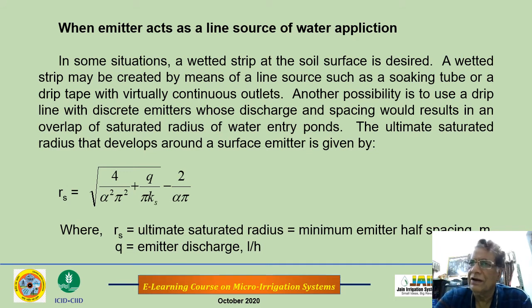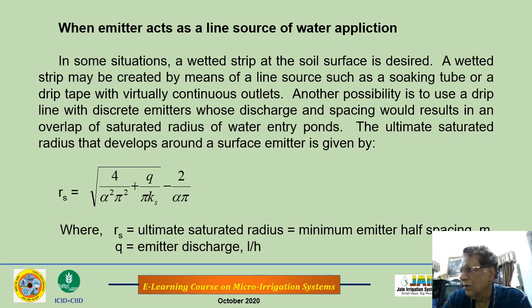And once it is a wetted strip, then we need to estimate what is the wetted area. And in this particular case, we do not say the width of the wetting, but we say effective radius of saturation. Now, effective radius is nothing but half emitter spacing. Because if the effective radius is less than half the spacing, then they are point sources of water application. They are not merging with each other. So for merging, it is important that this effective radius is more than the half spacing.